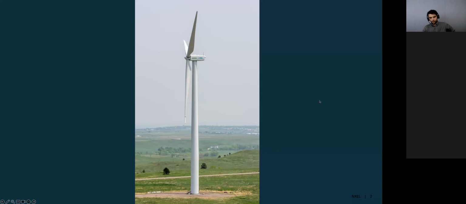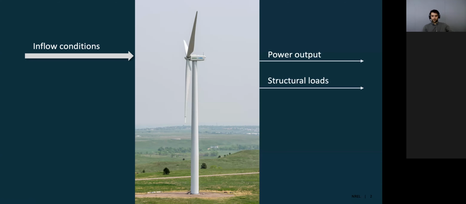So let me just start with a quick background for those who are less familiar with the idea of controls and controls for wind turbines. Basically, when a wind turbine sees certain inflow conditions, we're usually interested in certain outputs from wind turbines. So we're interested, of course, in the power being produced, but at least in the controls space and also the wind turbine design space, we're also interested in the structural loading on turbine components and making sure that we can have this wind turbine last its operational lifetime without falling apart.